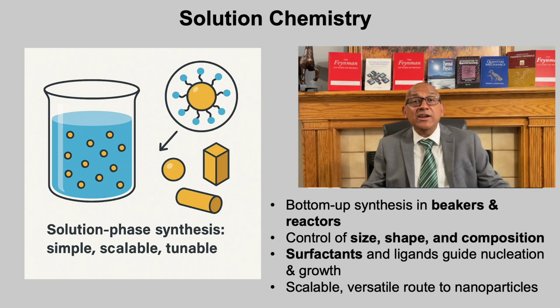Surfactants and organic ligands play a critical role here. They selectively bind to certain crystal facets, slowing growth in one direction and enabling control over whether the product is spherical, rod-like, or plate-like. Because solution chemistry is scalable, it is an industrially important method for producing nanomaterials. Next, we will look at some of the most common chemical routes in more detail, such as sol-gel and hydrothermal methods.